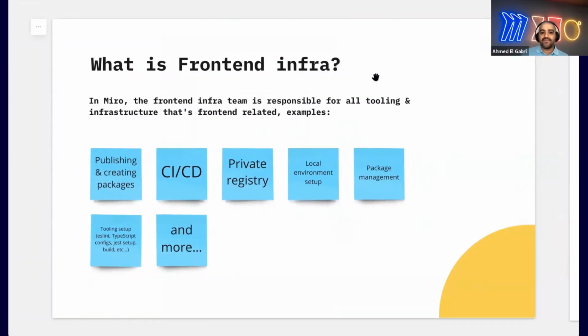So first, what's front-end infra? In Miro, the front-end infra team is responsible for all tooling and infrastructure that's front-end related. For example, publishing, creating packages, CI/CD, private registry, local environment setup, package management, and build, or also tooling setup like ESLint, TypeScript configs, Jest setup, etc.